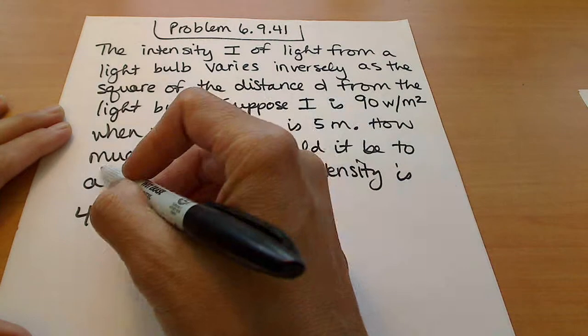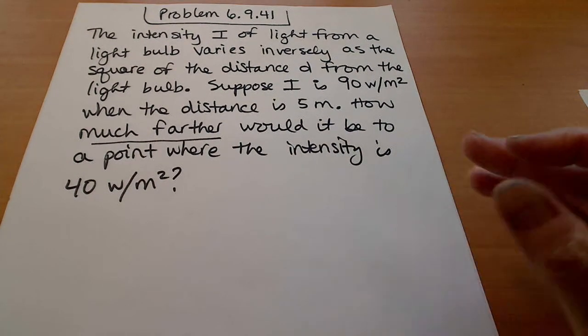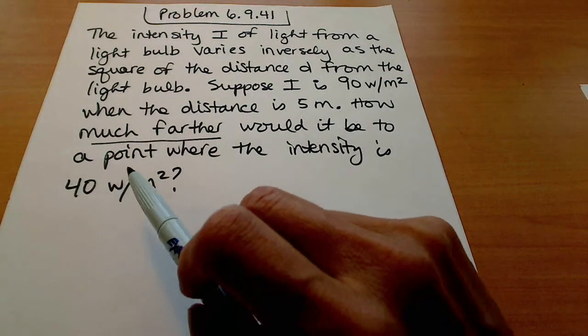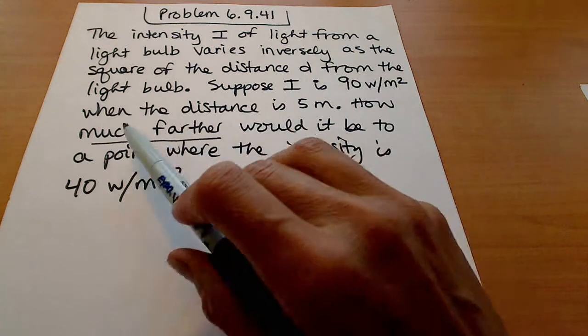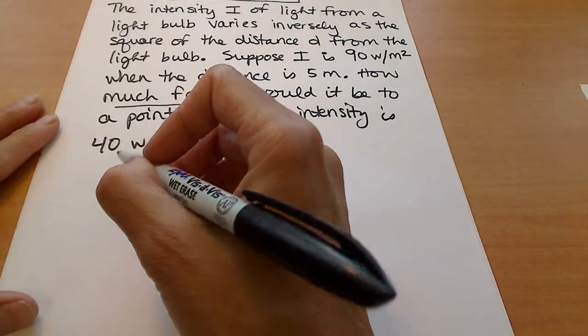So now this problem is a little interesting because of this "how much farther would it be?" They're not actually just giving us a value that we're going to plug in. We actually have to think about what that means. Okay, so let's go ahead and start by finding the equation of variation.